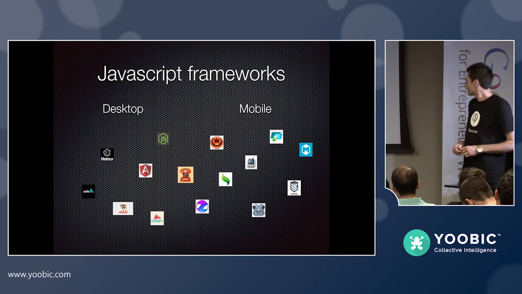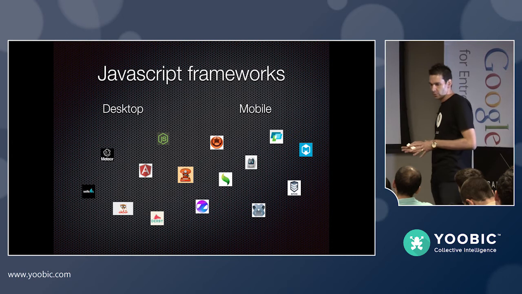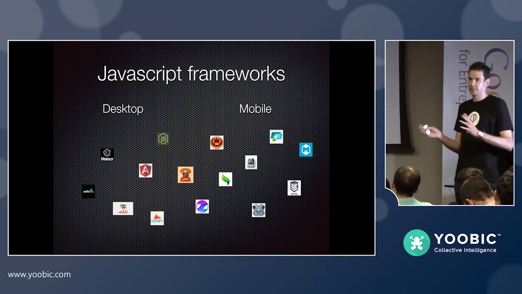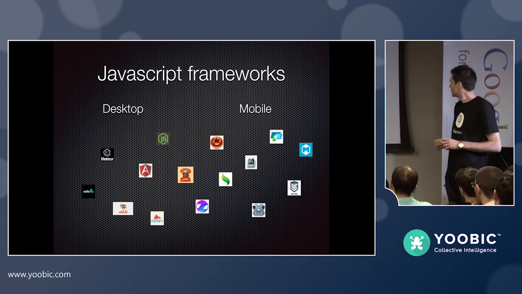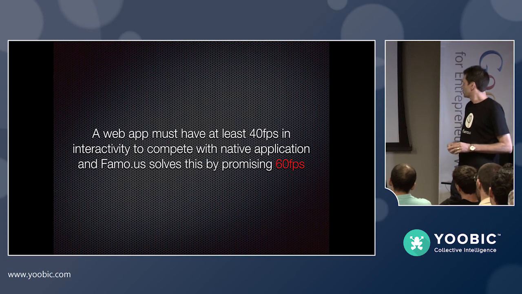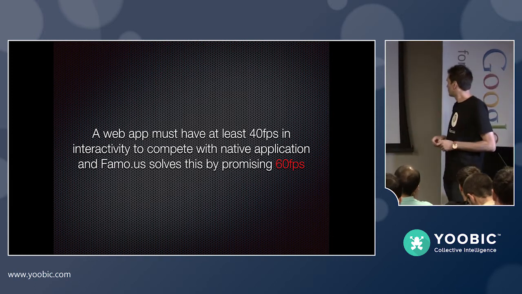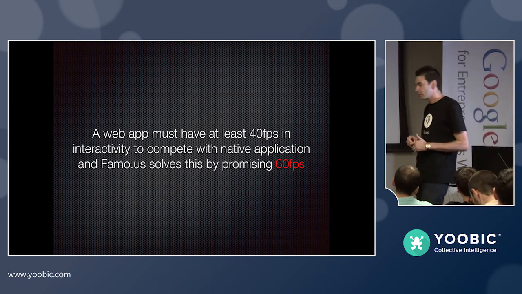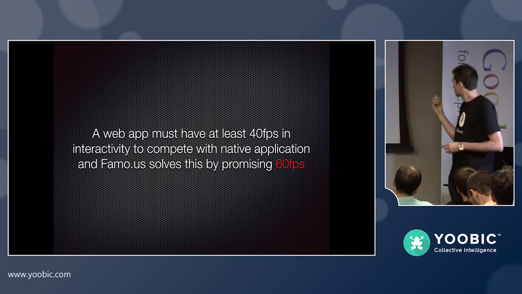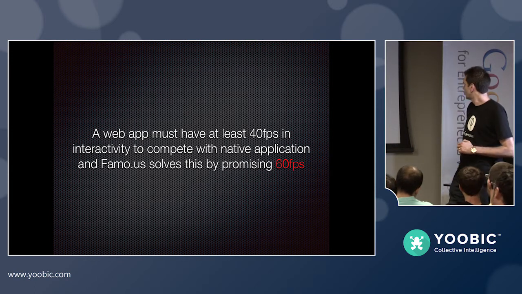Meanwhile, there are a lot of JavaScript frameworks. Part of them are only for mobile, part of them only for desktop, and some of them do both. So why do we actually need another one? The catch is performance, because a web app must have at least 40 frames per second to feel like a native app. And Famous promises something like 60 frames per second. We will see now how they do it.